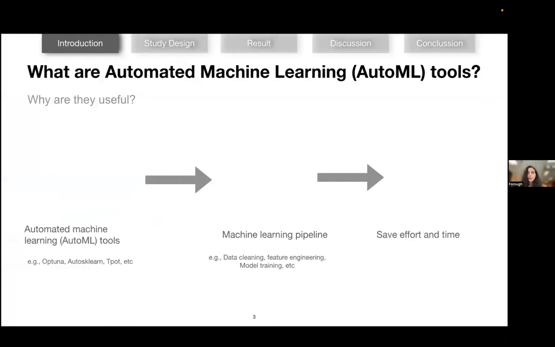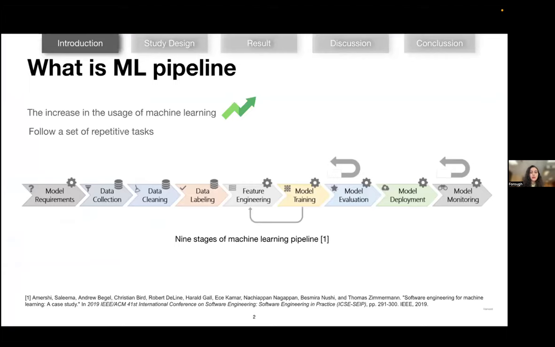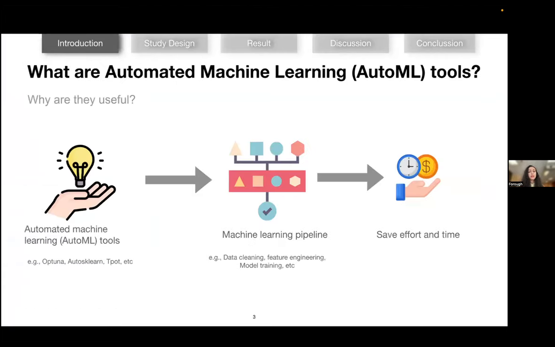Therefore, new tools called automated machine learning tools have been developed recently to help data scientists. What are these automated machine learning tools? The goal of an automated tool is to automate one or multiple stages of the ML pipeline. For example, some of the tools automate feature engineering, some automate model training, and some may help in data collection or data cleaning and so on. This way, data scientists can save time and effort.